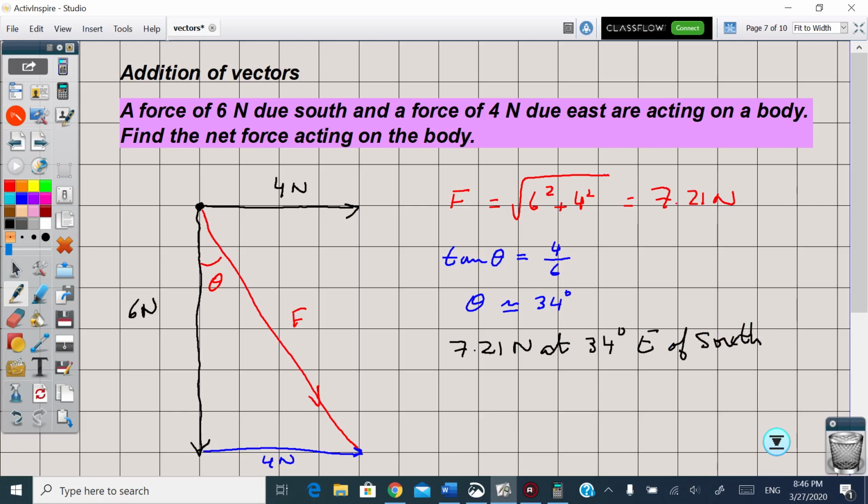Someone else might say, hang on a minute, I can work out this angle, and this would be 90 minus 34, which is 56 degrees, because we know that 34 is theta. So in this case, you can also describe the net force as 7.21 newtons at 56 degrees south of east.